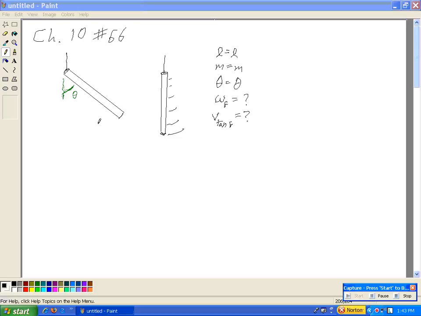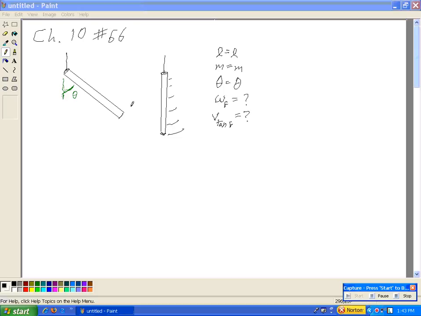And it's pulled to the side at an angle of theta. We don't know how big that angle is. It could be 90 degrees, it might not be. And we need to find the angular speed of the rod as it reaches the bottom part. Because it's going to keep swinging, but we're just looking at when it reaches the bottom. And then what's the speed of the very tip of the rod at the bottom.